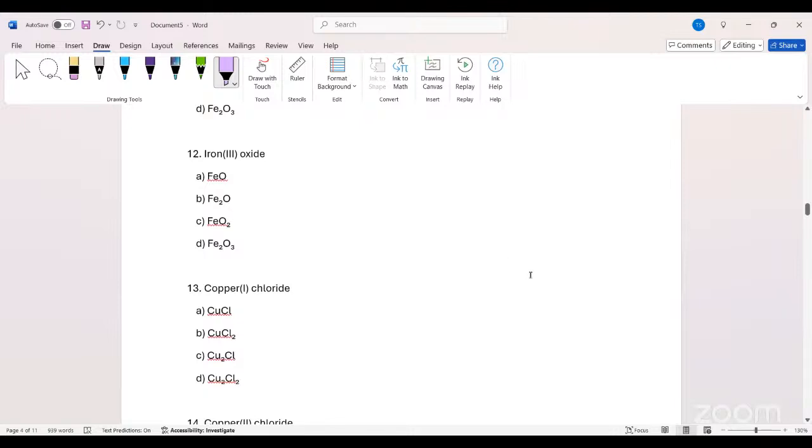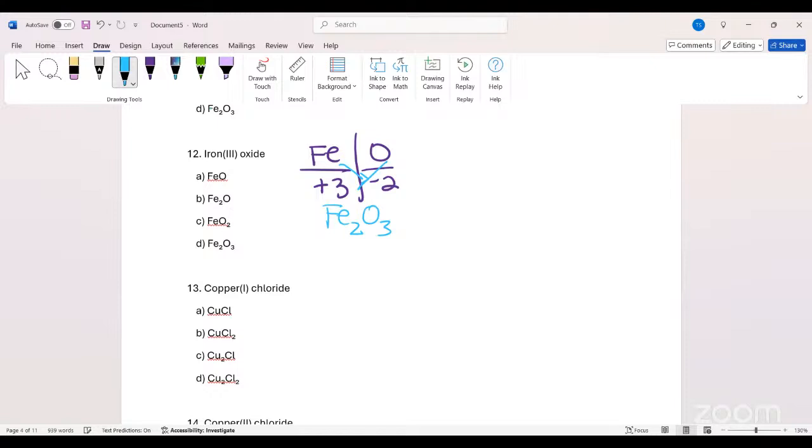Iron 3 oxide. Again, iron 3. So I'm writing the charges underneath them. Oxide is -2. And remember, they're going to swap. Iron takes the 2. Oxygen takes the 3.